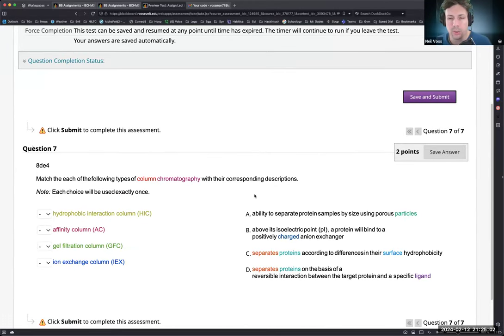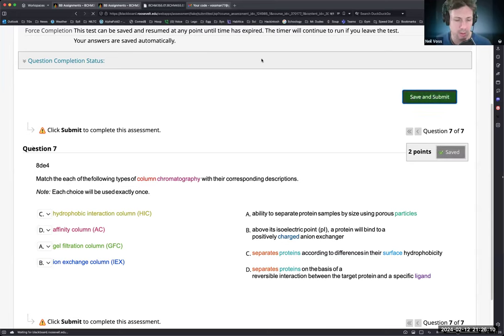Last question, column chromatography. All right, so we have hydrophobic interaction columns, affinity columns, gel filtration columns, and ion exchange columns. And we need to differentiate the different types of columns here. Ability to separate protein samples by size using porous particles. Separating by size, that is gel filtration, or sometimes called size exclusion. Involves an isoelectric point, so that's going to bind charge, binding to a positively charged ion exchanger, nice connection there. All right, next one. C, separates proteins according to differences in their surface hydrophobicity. Remember, hydrophobic interaction columns mostly work with the surface of the protein as opposed to reverse phase, which kind of gets really into the hydrophobic. And then finally, D, separates proteins on the basis of reversible interaction between that target protein and a ligand. Anytime we're talking about a ligand, we are talking about affinity columns. So that is that question.